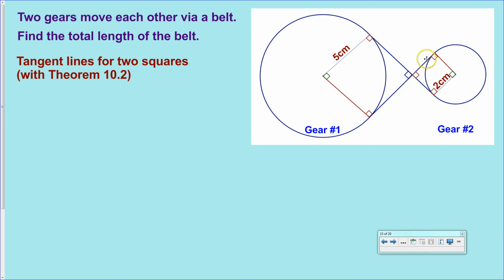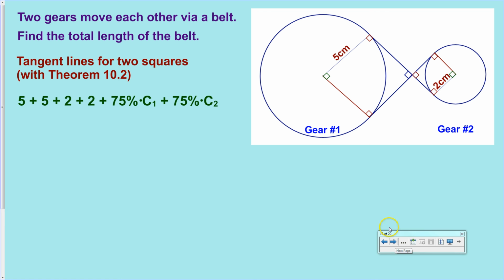So to find the total length of the belt, we take 2 plus 2 plus 5 plus 5 plus this bit and this bit. And we need to know what portion of the circle the belt is lying on. Well, we know a central angle, which is kind of nice. That central angle is 90 degrees, which means this is 270 or 3/4 or 75%, however you want to think about that. Basically we're going to take those four segments that are not on the circle, add them together, and take 75% of the circumference of gear 1 and 75% of the circumference of gear 2 and add them together. We are going to give an exact answer as well.